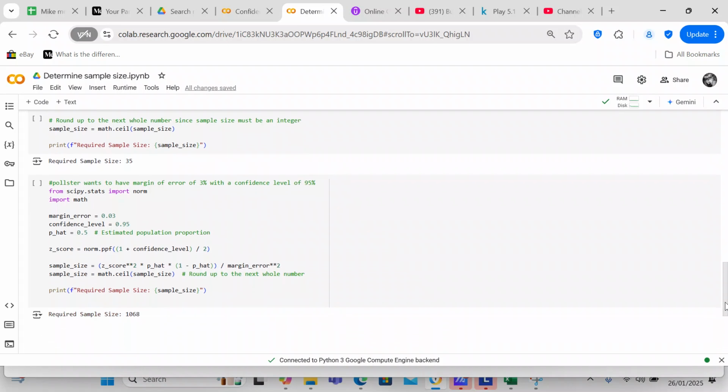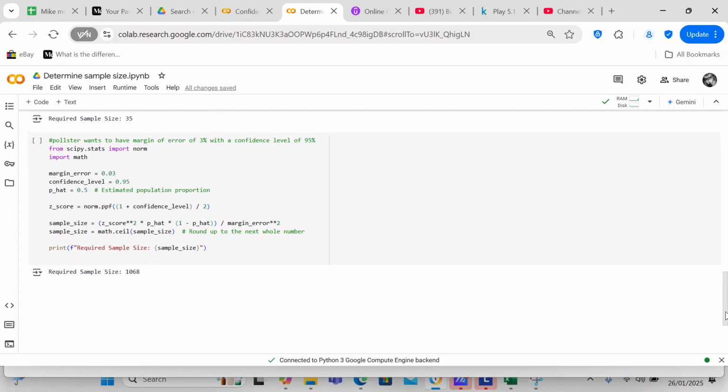So on this particular one, we're going to have a pollster who wants to have a margin of error of 3% with a confidence level of 95%. So again, from scipy.stats, we're going to import norm. That's your normal distribution. And we're going to import math, which is an inbuilt module in Python. So your margin of error is 3%. Your confidence level is 95%. Your p hat, or your probability, is 0.5. So that's the estimated population proportion.